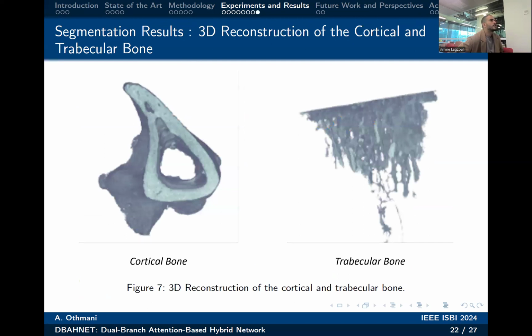And here we're showing the final 3D reconstruction of the cortical and trabecular bone, where we can observe that the connectivity was ensured in the trabecular bone, and the transitional contrast between cortical and trabecular bone is well ensured here.